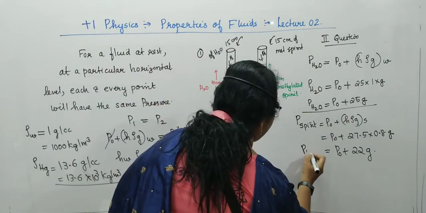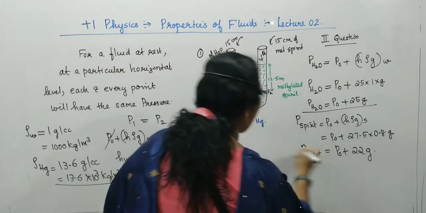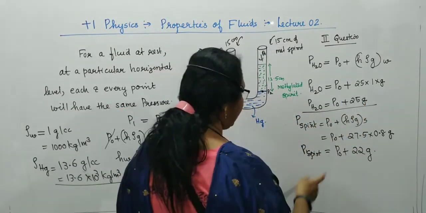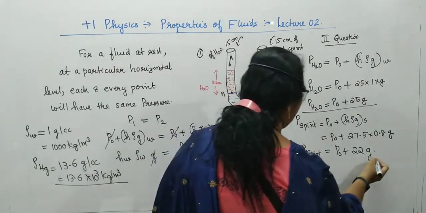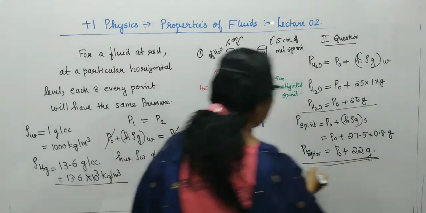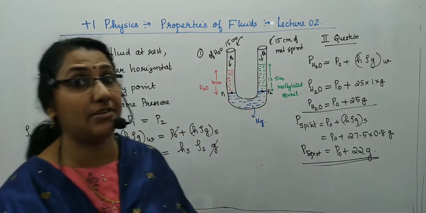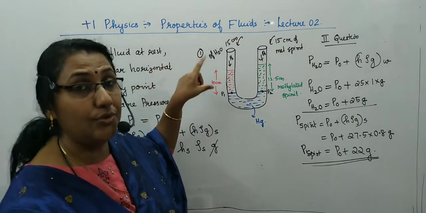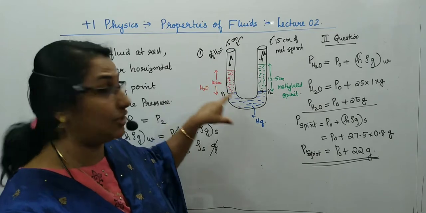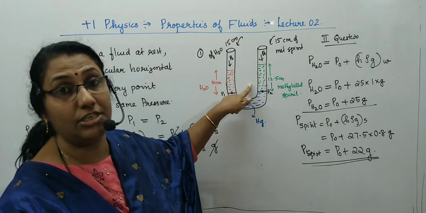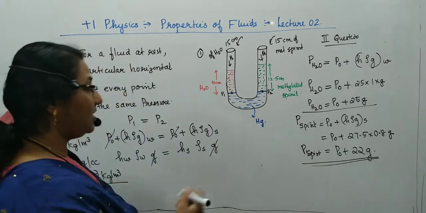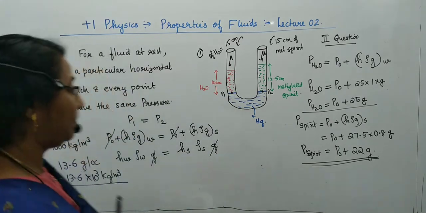This is spirit. So, what is P of water? P of water is P0 plus 25G. And what is P of spirit? P0 plus 22G. So surely the pressure is different. Here water provides P0 plus 25G of pressure, and here the methylated spirit is providing only P0 plus 22G. That is, there is a difference in the pressure.